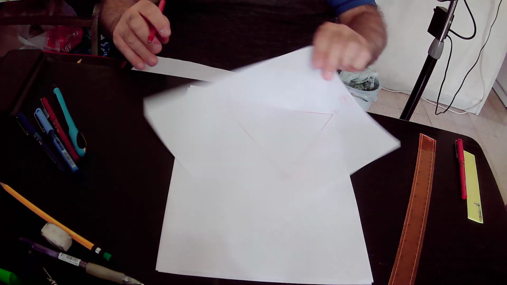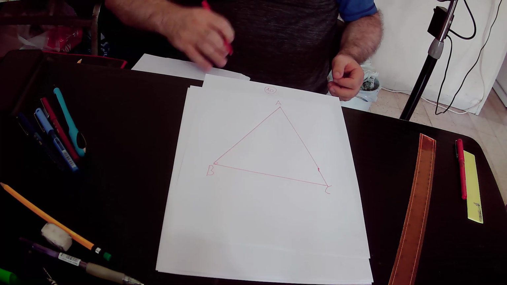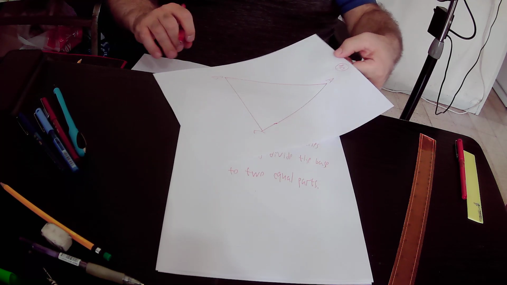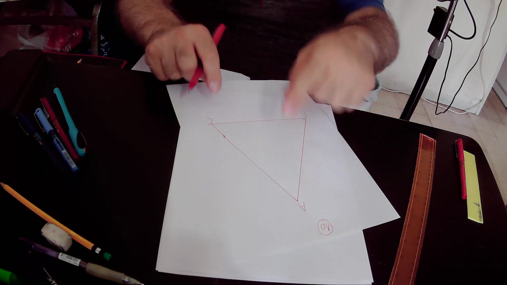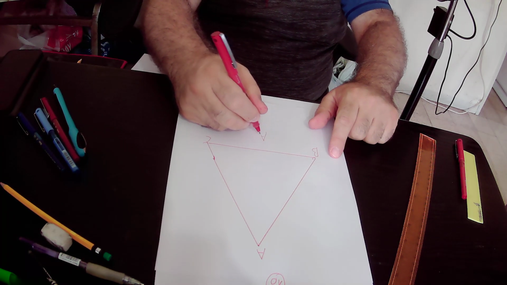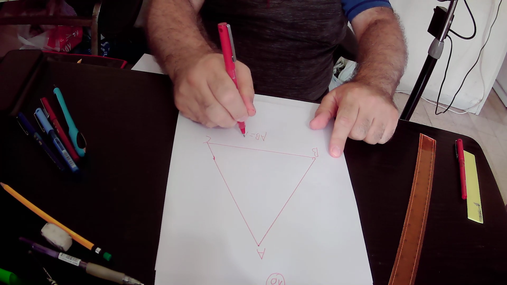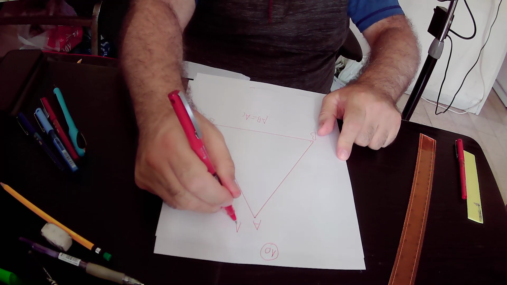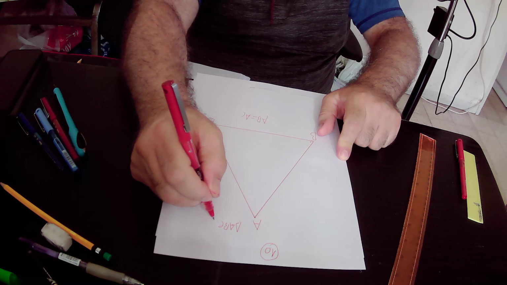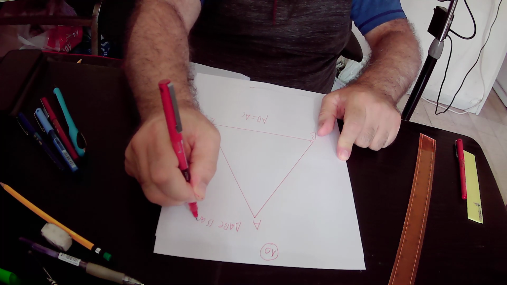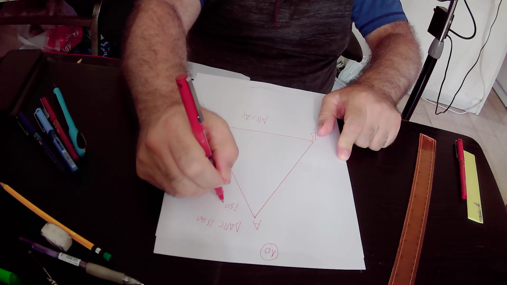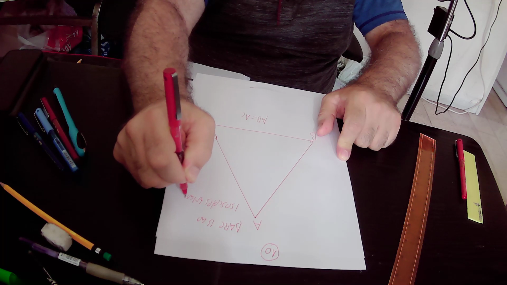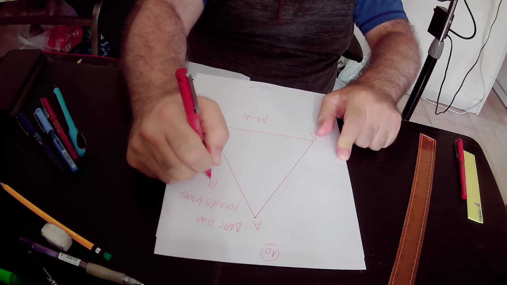So triangle ABC is an isosceles triangle, that is to say it has two equal sides. That means that side AB equals AC. So triangle ABC is an isosceles triangle, AB equals AC.